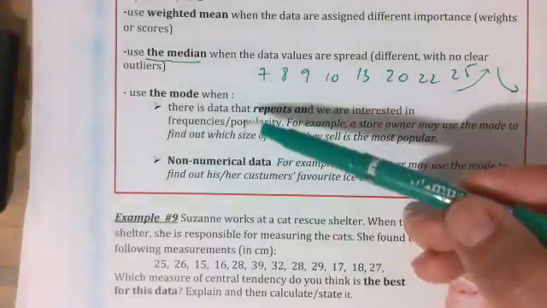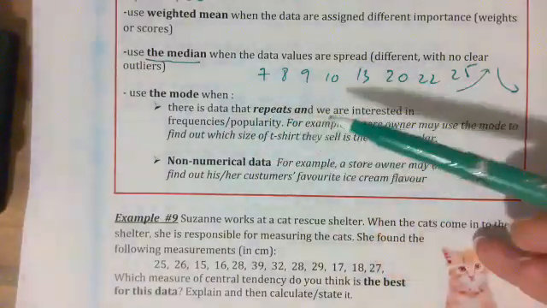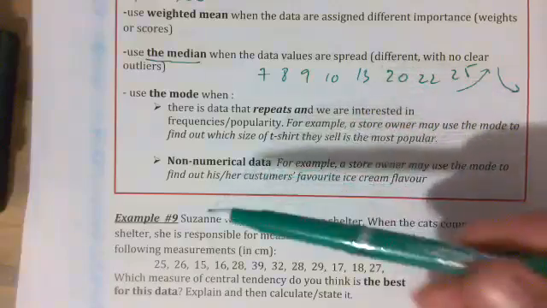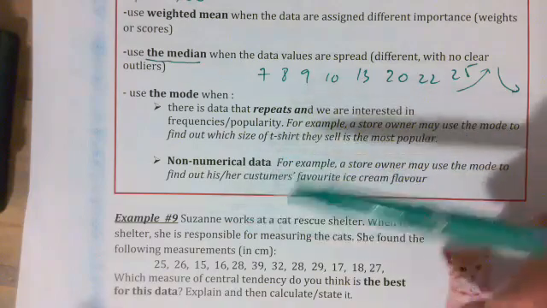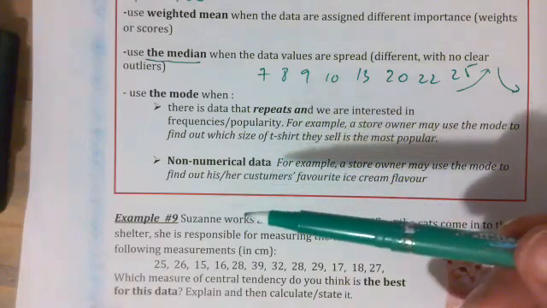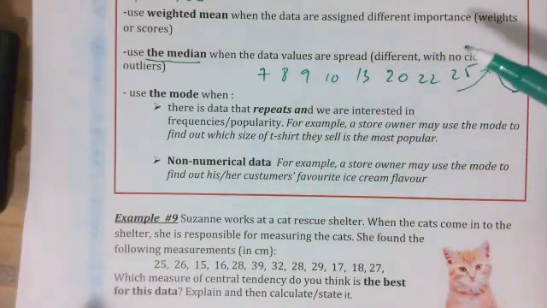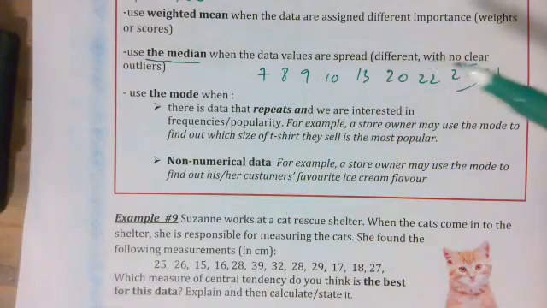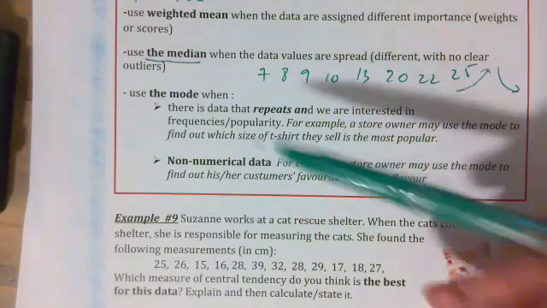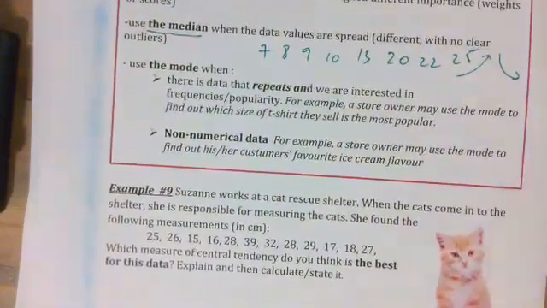The mode, we're going to use the mode if there is data that repeats, right? So it's more frequent than others, and we are interested in frequencies and popularities. I think I already mentioned this example. If you want to figure out which shoe size is the most sold in your store, if you're a store owner, then you're going to do a mode, keep track of how many you're selling of that shoe size, and then you're going to order more to have enough stock, right? Same with a t-shirt if you're selling clothing.